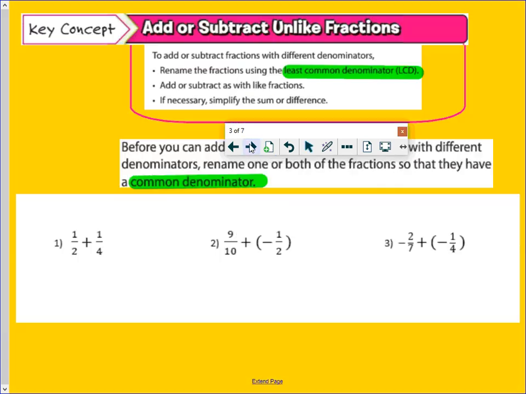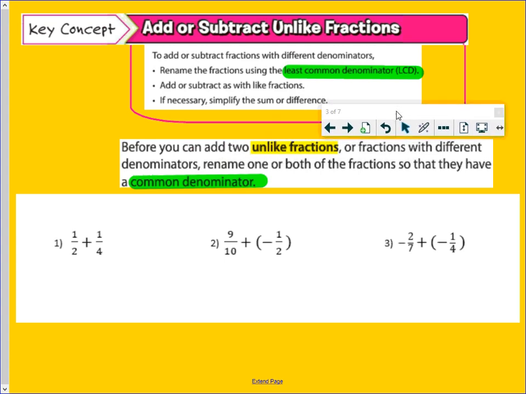So let's go ahead and start our notes now. To add or subtract fractions with different denominators. In this case, it's a little different than 5th grade because our denominators are different. However, I believe you've learned how to add and subtract fractions in 5th grade with different denominators. The only difference now is you have negatives and positives. So add or subtract as with like fractions. If necessary, simplify the sum or difference. Renaming the fractions using the least common denominator is the key. You need to make sure that you find a common denominator, and then you do everything we just did before.